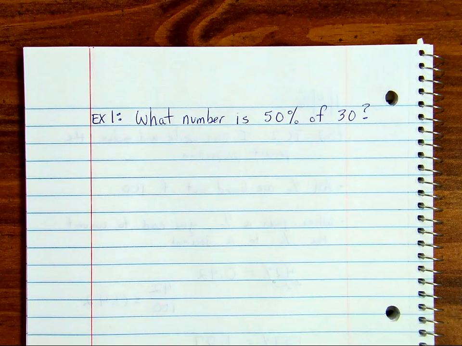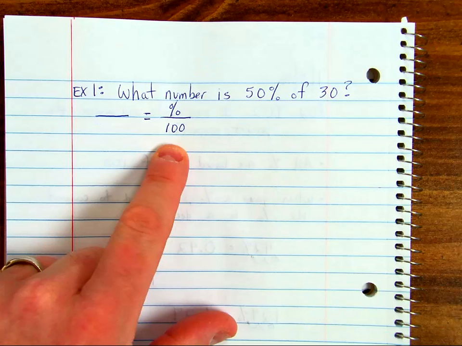So what goes in our first fraction? What goes in our first ratio? Part to whole. Because remember, this is exactly what a fraction is. A fraction is part of a whole. Now we need to dissect this problem.